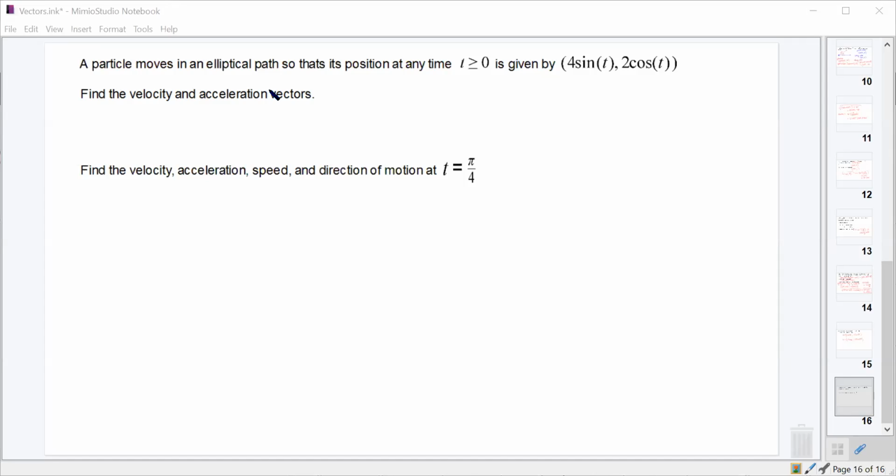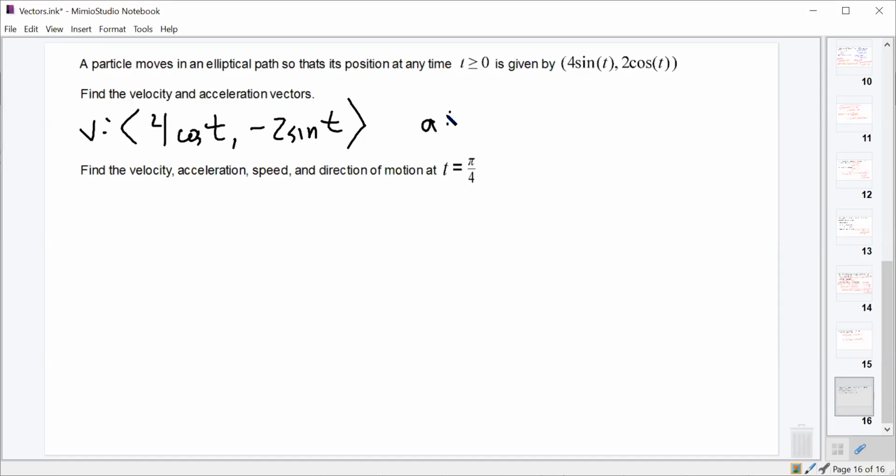All right, what's your velocity vector? You should all at least have the velocity and acceleration vectors. So what's the velocity vector? Just 4 cosine t, negative 2 sine t. And your acceleration vector should be what? Negative 4 sine t and negative 2 cosine t.